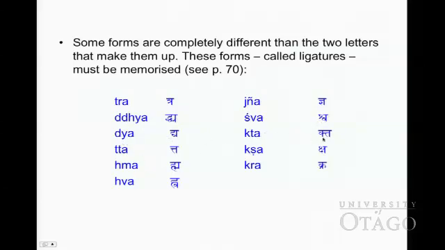diya, kata, tata, kasha, hama, kra, and hawa. You can see these in the Humanities textbook, page 70. So some forms you can see from the textbook, page 70.